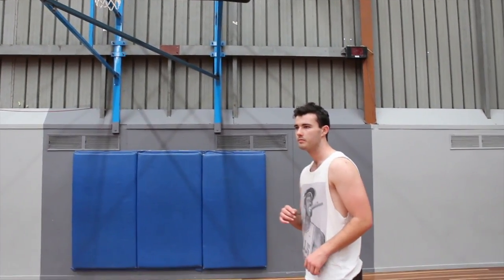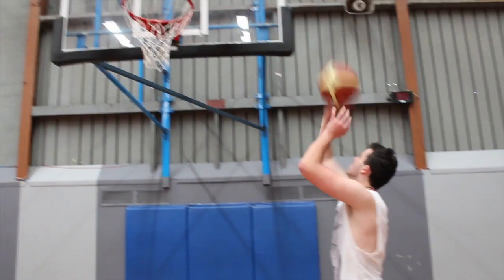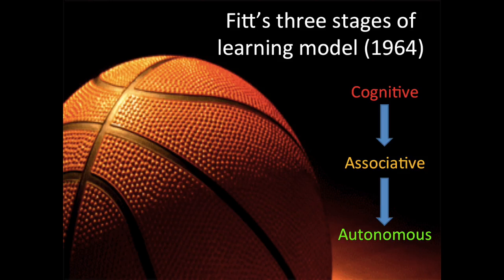As you can see in the video, he performs numerous gross errors with his shot, including a lack of extension at the elbow and not aiming at the top corner of the backboard. As the learner begins to progress into the associative stage of the skill, errors and results become more apparent to them and less feedback is required.